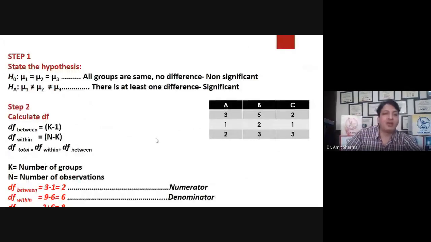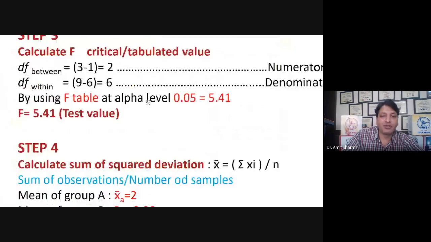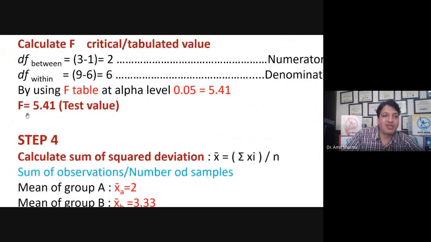And from an examination point of view, the F distribution table is not available in the examination hall. So what the examiner is going to do, they are going to give you an example like this, A, B, and C, which contain observations, and they are going to give you a value like this: by using the F table at alpha level 0.05, the test value is 5.41 or 14, whatever. It's clear? So like this, the test value they are going to give you in the question paper. This test value you have to compare with the value of F which you are going to calculate. So when you compare the values, you are going to get the results of the ANOVA.